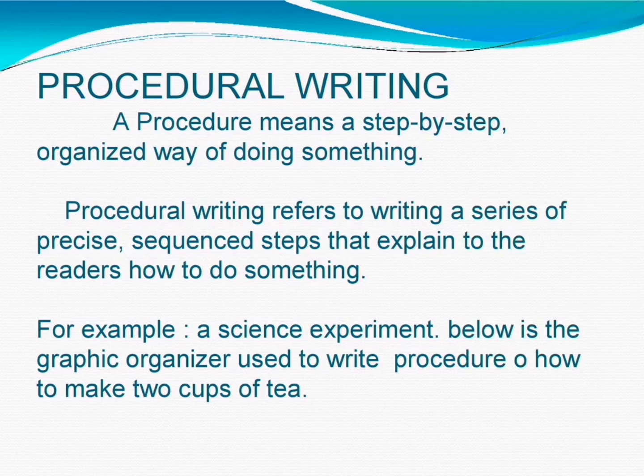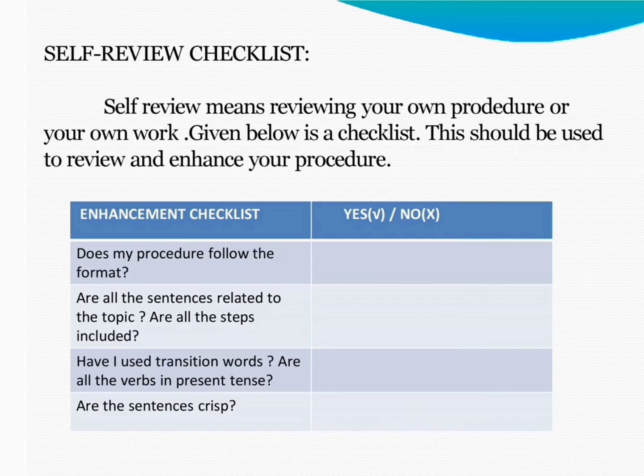So today we saw procedural writing and two checklists. Okay, that is the self-review checklist and the peer review checklist. So procedural writing means writing step by step in an organized way to get a proper result. Okay, so it should be precise and clear and in correct sequence, okay, order. So mostly we use procedural writing in science experiments. Okay. So here also they gave an example, that is how to make 2 cups of tea. Okay. Next is checklist. That is, the first one is the self-review checklist.